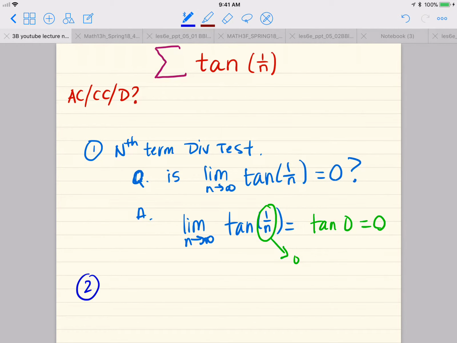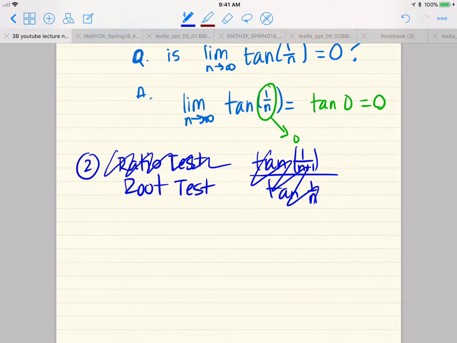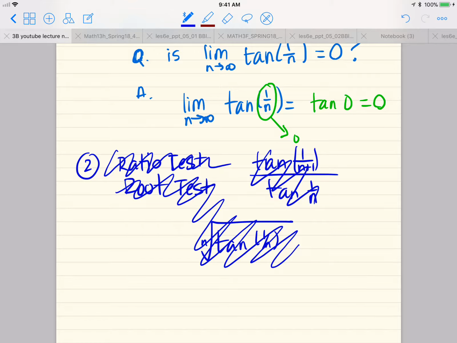Doesn't look like it's a good candidate for the ratio test or root test, because I know nothing about the tangent of 1 over n plus 1 over tangent of 1 over n. This doesn't speak to me. Nothing is canceling out. So I'm thinking no to the ratio test. I am thinking no to the root test because tangent of 1 over n, the nth root of that, who knows what that is, right? That doesn't seem to simplify things.